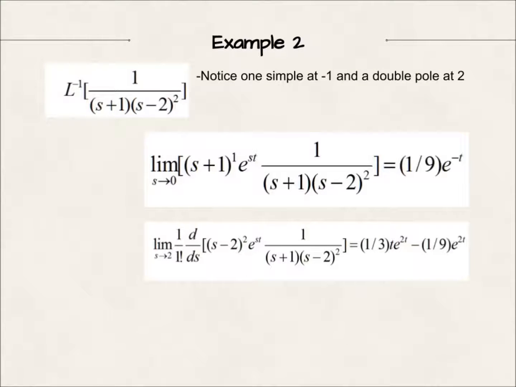But what if instead we had a function F(s) equals 1 over (s plus 1) times (s minus 2) squared, where it is given that one simple pole is at s equals negative 1 and we have one double pole at s equals 2? Well, then we can evaluate the residue theorem at s equals negative 1 as done before, but when evaluating the residue theorem at s equals 2, we have to use n equals 2, hence taking the derivative of the term within the brackets, which yields the answer 1/3 t e^(2t) minus 1/9 e^(2t).